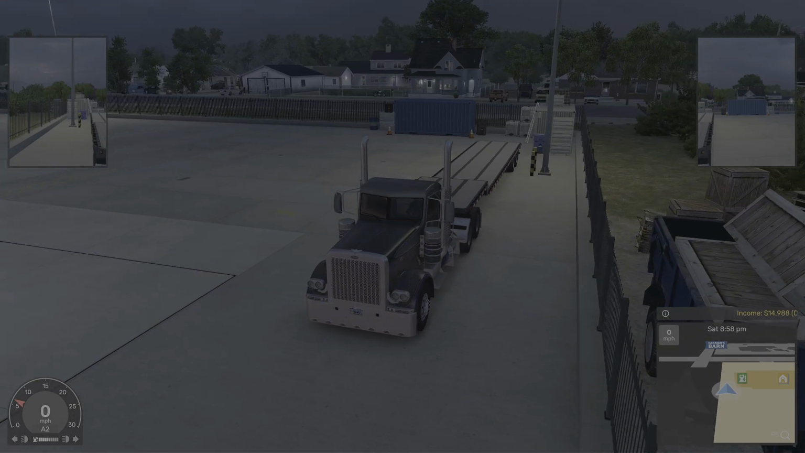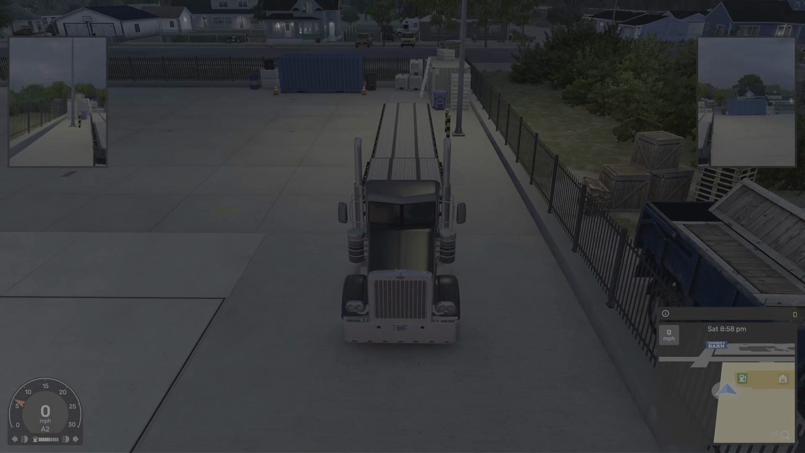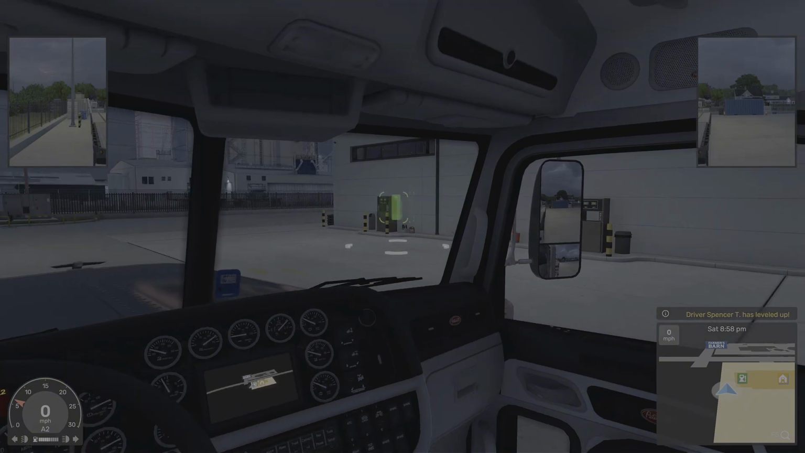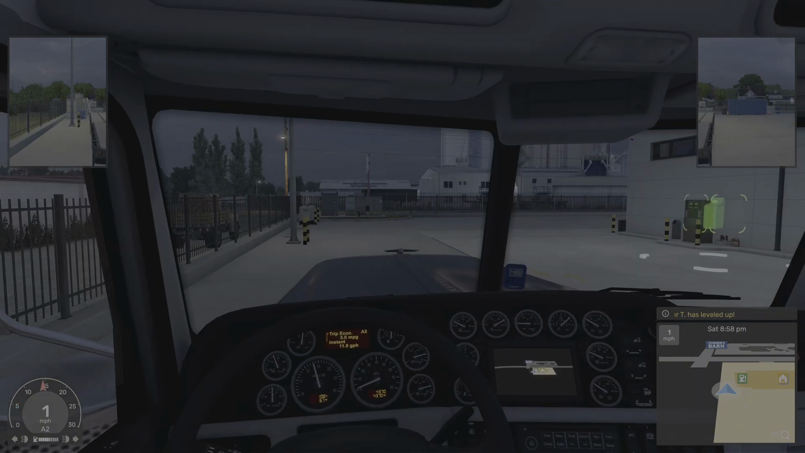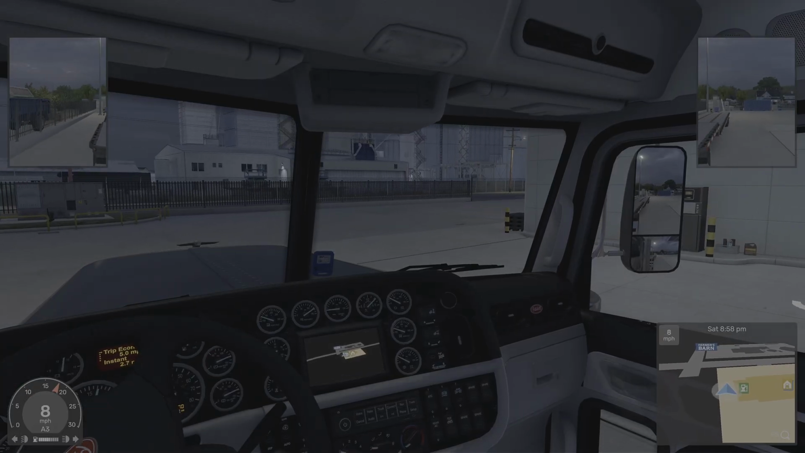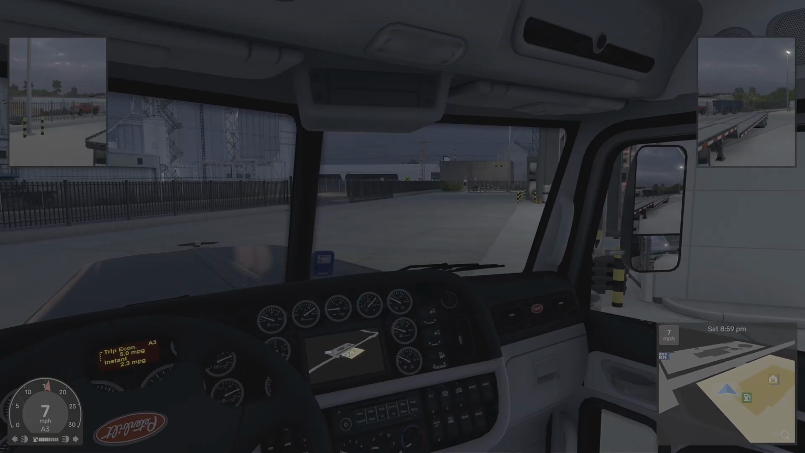But in non-real life, you can do this. In real life, you cannot. So, we're going to look at this as a way of real life. I'm looking at this mirror right there. As I turn the truck this way, the trailer is going to follow. Okay?